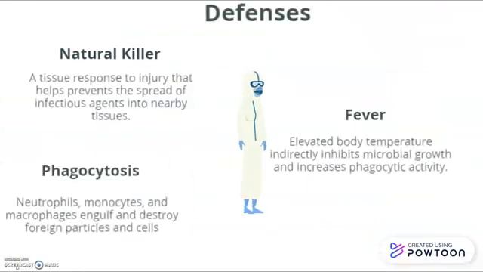Inflammation is a tissue response to injury that helps prevent the spread of infectious agents into nearby tissues. Natural killer cells and phagocytosis engulf and destroy foreign particles in cells. Fever, an elevated body temperature, indirectly inhibits microbial growth and increases phagocytic activity.